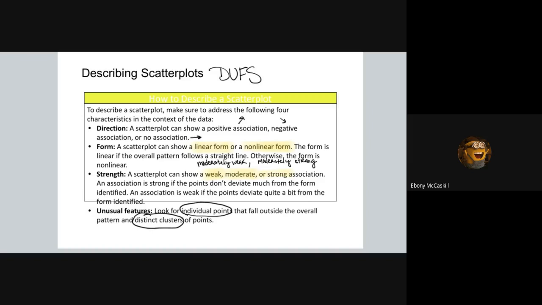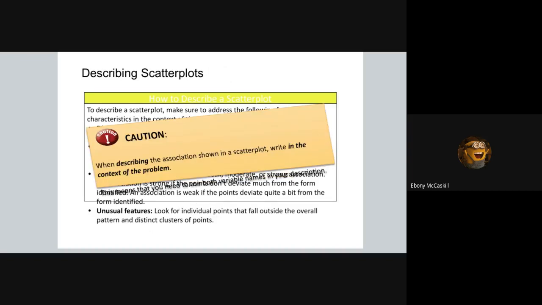All right, now we just have a few more examples. We have 3 more examples, and then we are done. Here's what's very important. Whenever you're talking about a scatter plot, write it in context. Do not just start talking. Tell me what you're talking about. So you really want to make sure that it all falls within context.